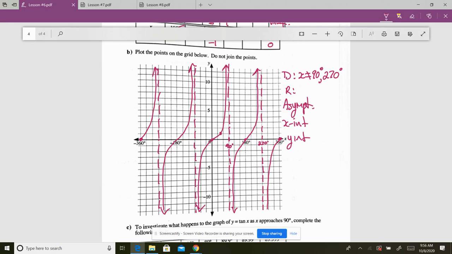What is the range of this graph? There is none, because it goes on forever in both directions. So you'd say the range is all real numbers, negative infinity to positive infinity, because those lines just fly up and down. The asymptotes are basically the domain restriction. So the asymptotes are x equals 90 and 270.